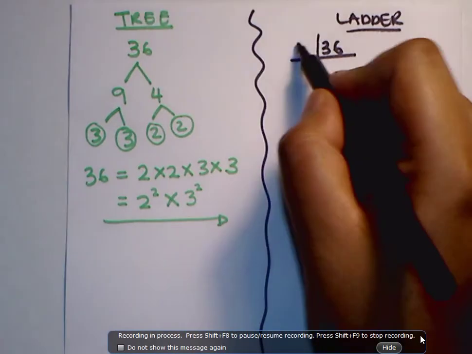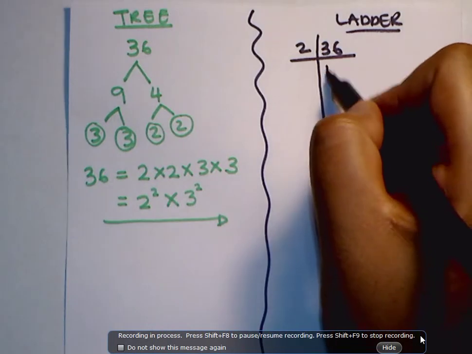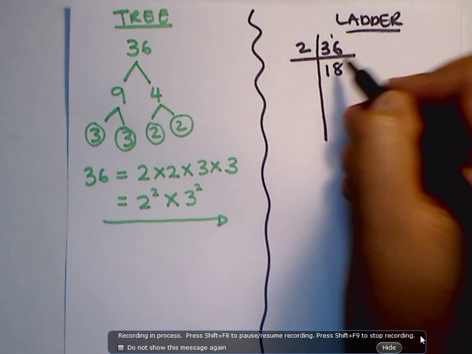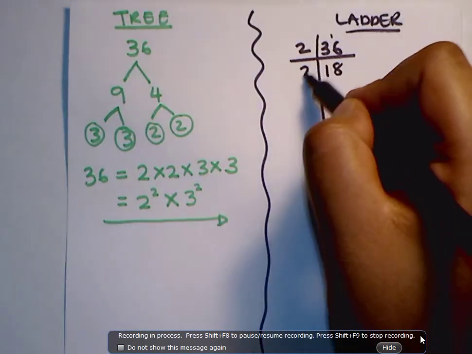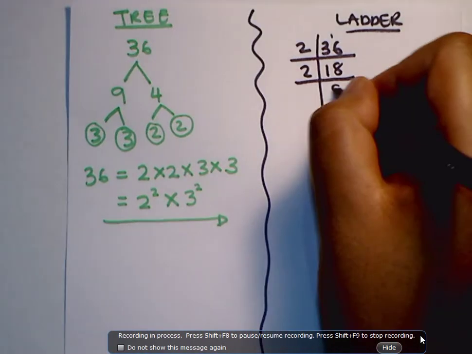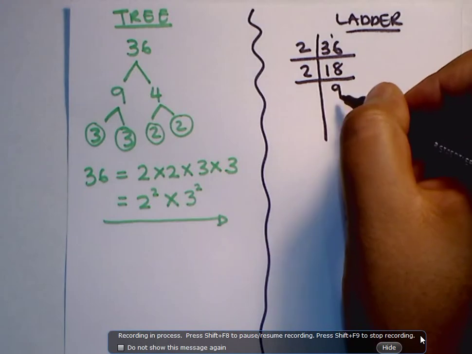Can 2 go into 36? Yes. 2 goes into 3, 1 time, remainder 1. 2 goes into 16, 8 times. Then you continue using the same number. So we're still going to continue using 2. Can 2 go into 18? Yes. 2 goes into 18, 9 times. Right. Then we say, can 2 go into 9? Nope. 2 can't go into 9.